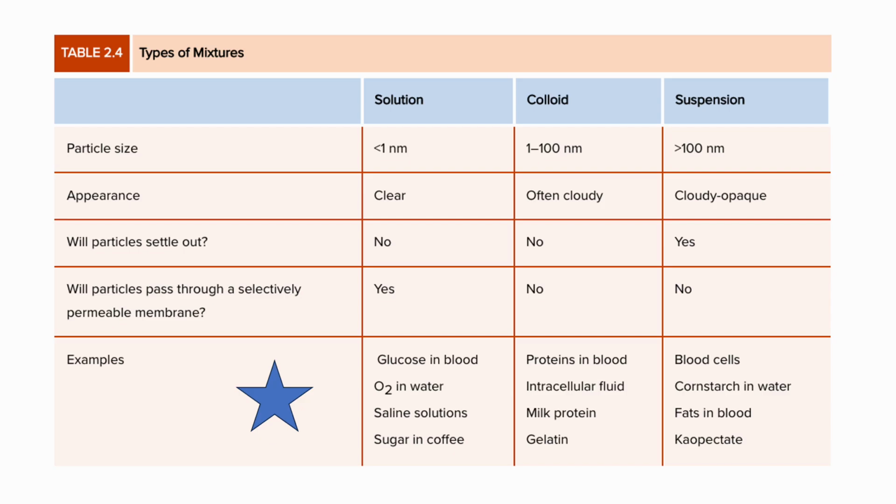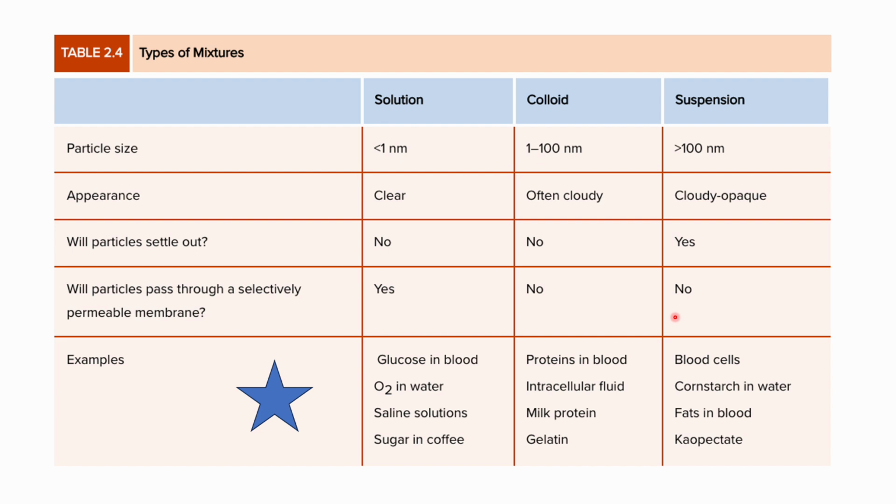So let's jump right to this table from the book. It shows you a solution. The particles are less than 1 nanometer, colloids 1 to 100, and suspensions greater than 100. For appearance, solutions are clear, colloids are often cloudy, and suspensions are cloudy to opaque. Will the particles settle? They will not settle unless it is a suspension. In suspensions, the particles do settle. Will particles pass through a selectively permeable membrane? In a solution, yes, they will pass, but in colloids and suspensions, they will not.